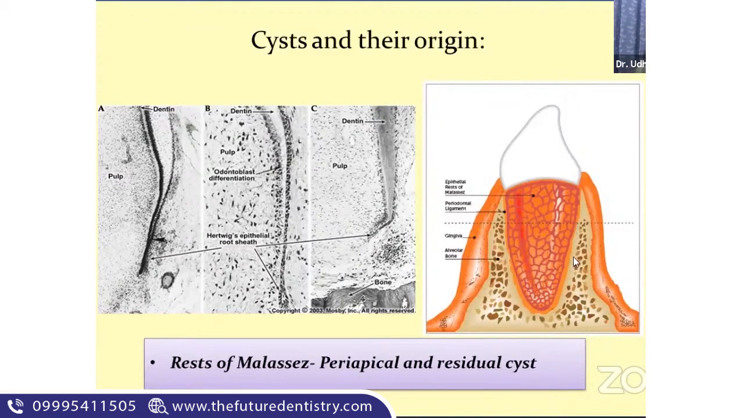So these rests, they are called rests because they are resting cells. They have no function after that. However, under certain pathological conditions like a non-vital tooth or a grossly carious tooth, they can undergo reactivation to give rise to your periapical cysts or residual cysts.